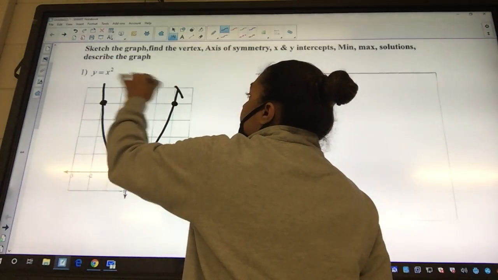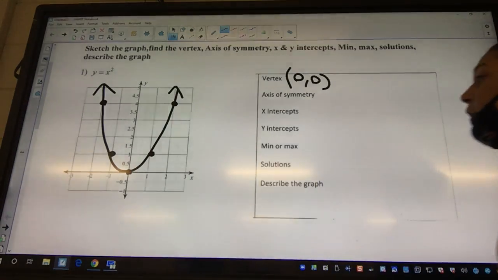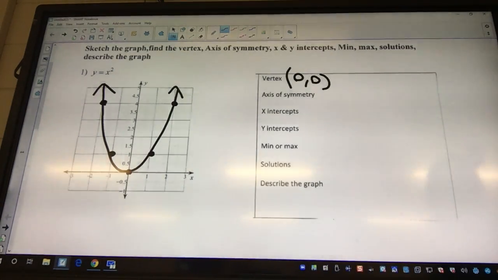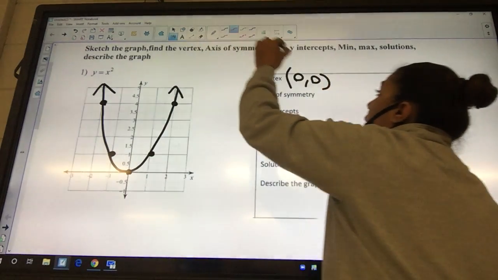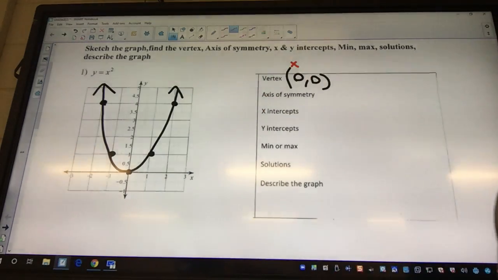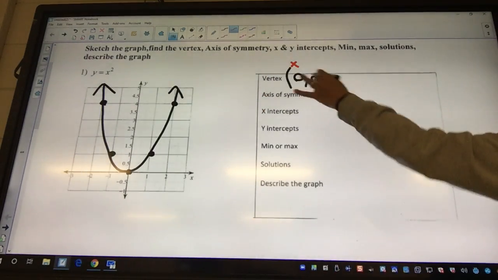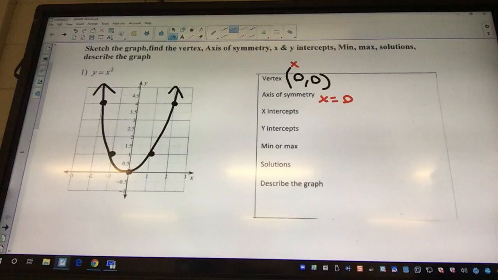Okay, what is the axis of symmetry? Where can that graph split exactly in half? It's not a lot of them. It only splits in one spot, and whatever this number is, is your axis of symmetry. So it's going to be that x is 0, so your answer is x equals 0. Okay, what are the x-intercepts?